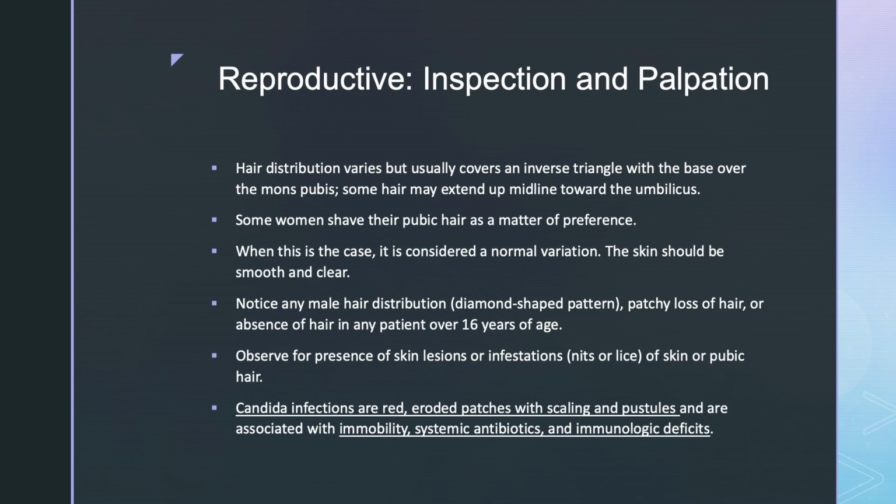Notice any male hair distribution or diamond shape pattern or patchy loss of hair or absence of hair, because this can be indicative, again, of a vitamin deficiency that we talked about. And there's three of them that are related to patches of hair. That includes the pubic area. All right. So that could be another indicator, or it could be just genetics taking its ride. Whatever the deal is, that needs to be annotated, right? Because that's going to be a difference or an abnormal finding.